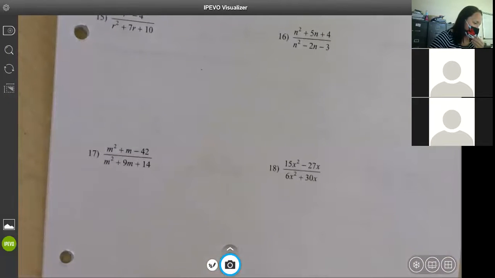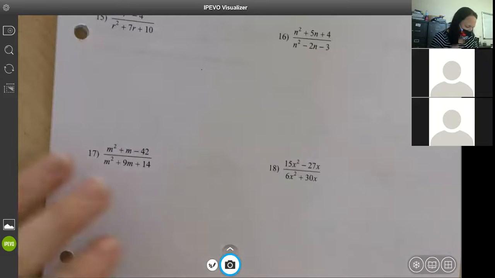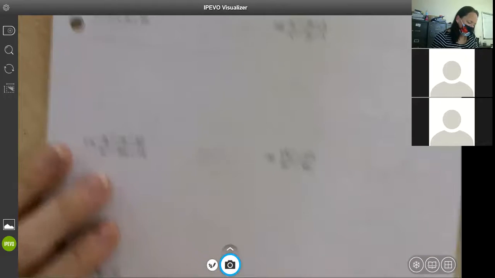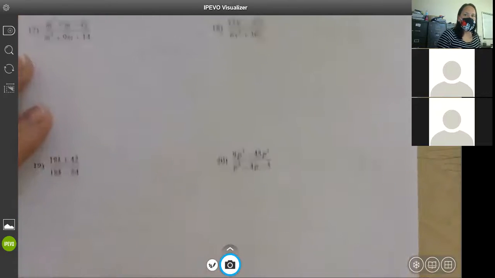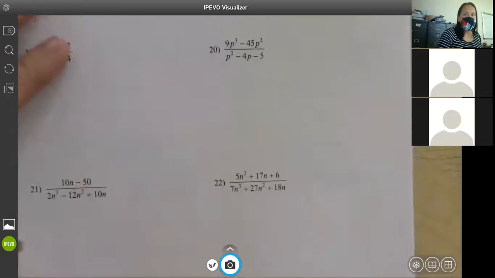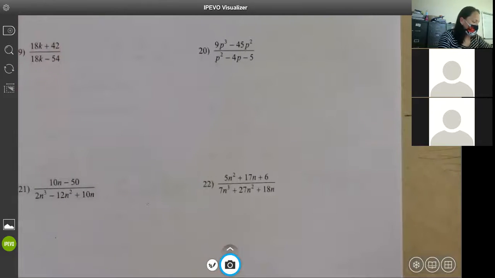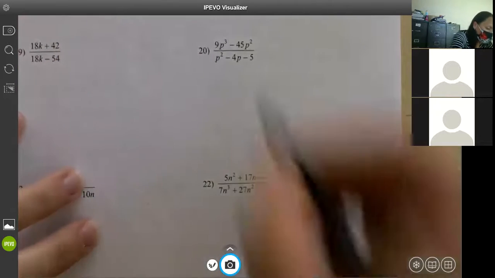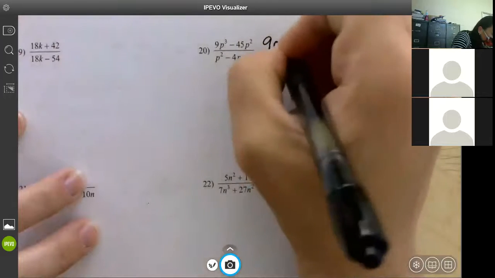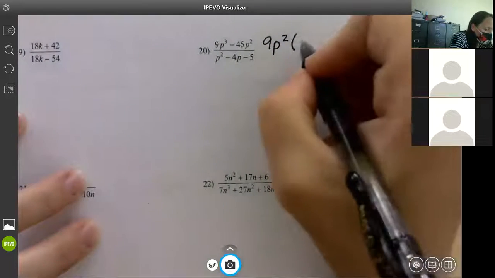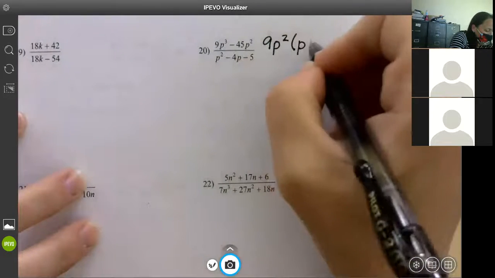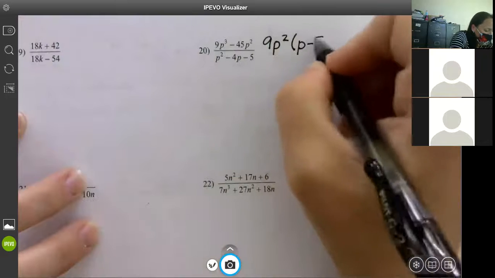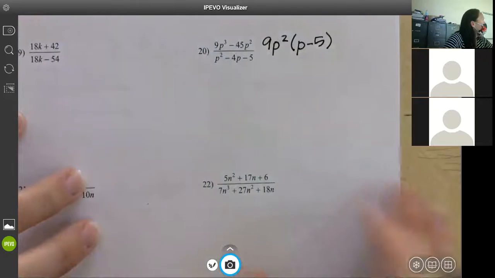Number 15 is exactly the same. 16, 17, 18 is GCF, 19 is GCF. Let's look at 20. What can I take out of 20? Leaves me with p minus 5. Is everybody okay with that?